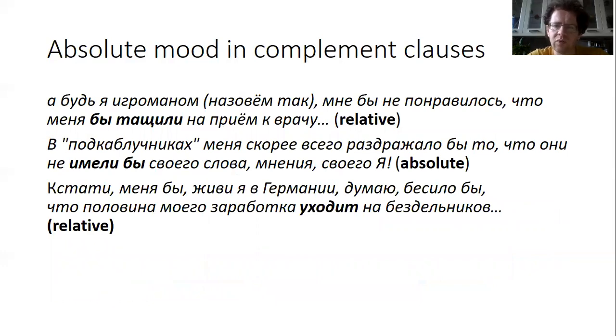Let's now see the use of moods in complement clauses. We can see that in complement clauses, either the relative interpretation or the absolute interpretation can be used. You can have a relative interpretation. Меня бесило бы, что половина моего заработка уходит на бездельников. So the situation уходит is irreal, but it's not marked for subjunctive because it's linked to the main situation меня бесило бы. It's sufficient to mark irreality on the main situation меня бесило бы, and then the situation половина моего заработка уходит is linked to бесило бы. The interpretation of mood is relative here.